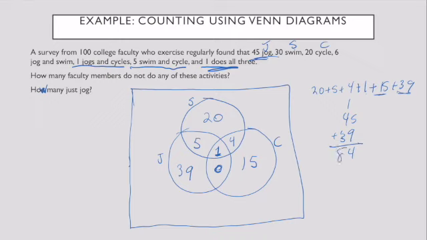That means of my 100 faculty, how many are in the outskirts, which is how many do not do any of these activities? That's going to be 16. How many just jog and only jog? That's going to be 39.